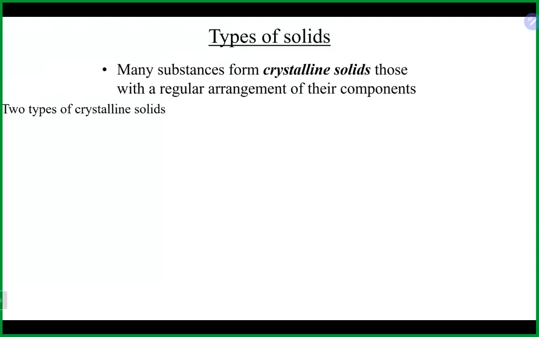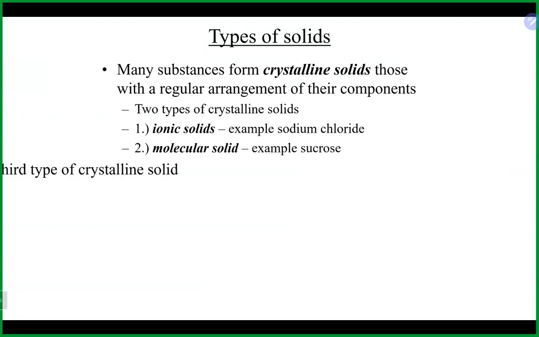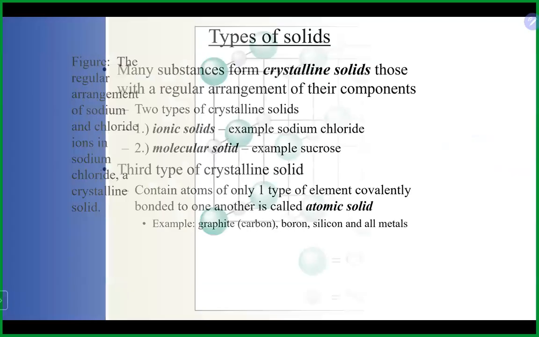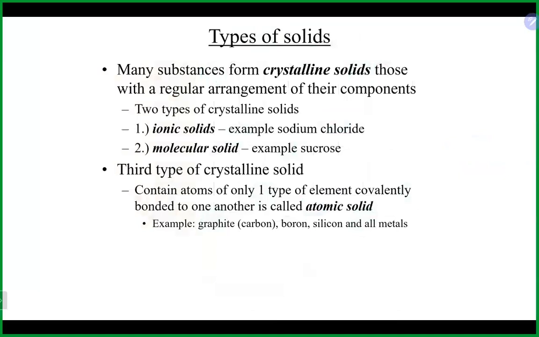All right, so let's talk a little bit about some types of solids here to finish up this chapter. There are many types of solids. A lot of substances are crystalline solids, which have very regular arrangements of their components. There are two types of crystalline solids: ionic solids, like sodium chloride, where all the ions come together in the solid phase, and molecular solids like sucrose as well.